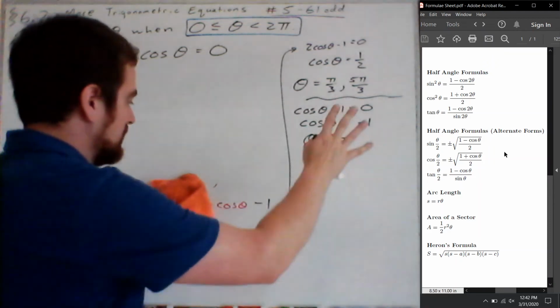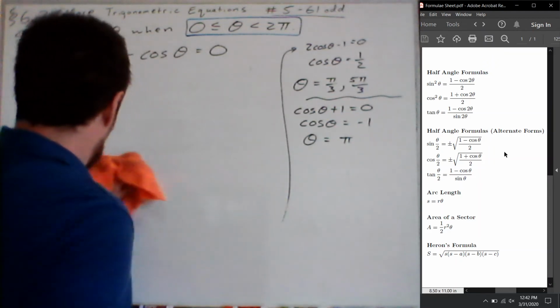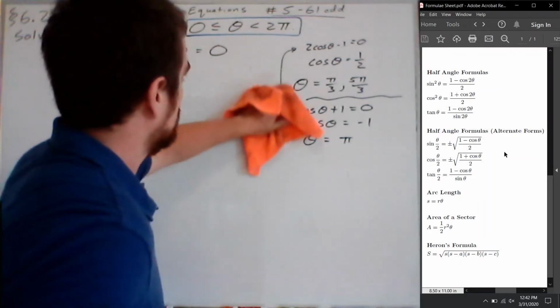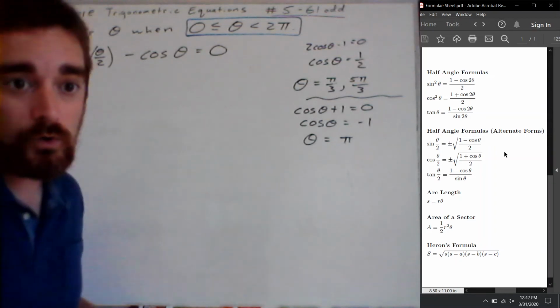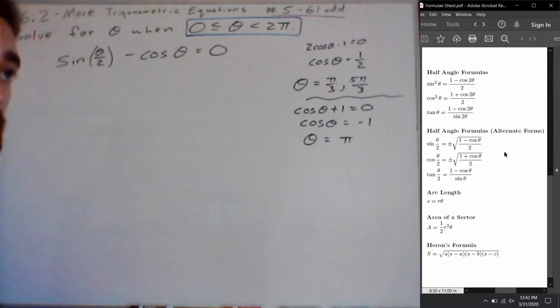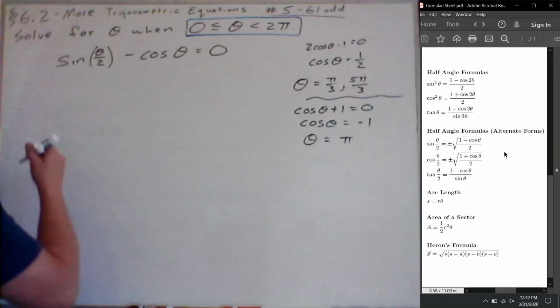So even though I've got some pseudo solutions right now for theta, I don't know which of them work, and I don't know which one of them doesn't work, or if multiple don't work, or if all three don't work. Maybe when I squared both sides, I really got myself into trouble. So this is where we have to check.